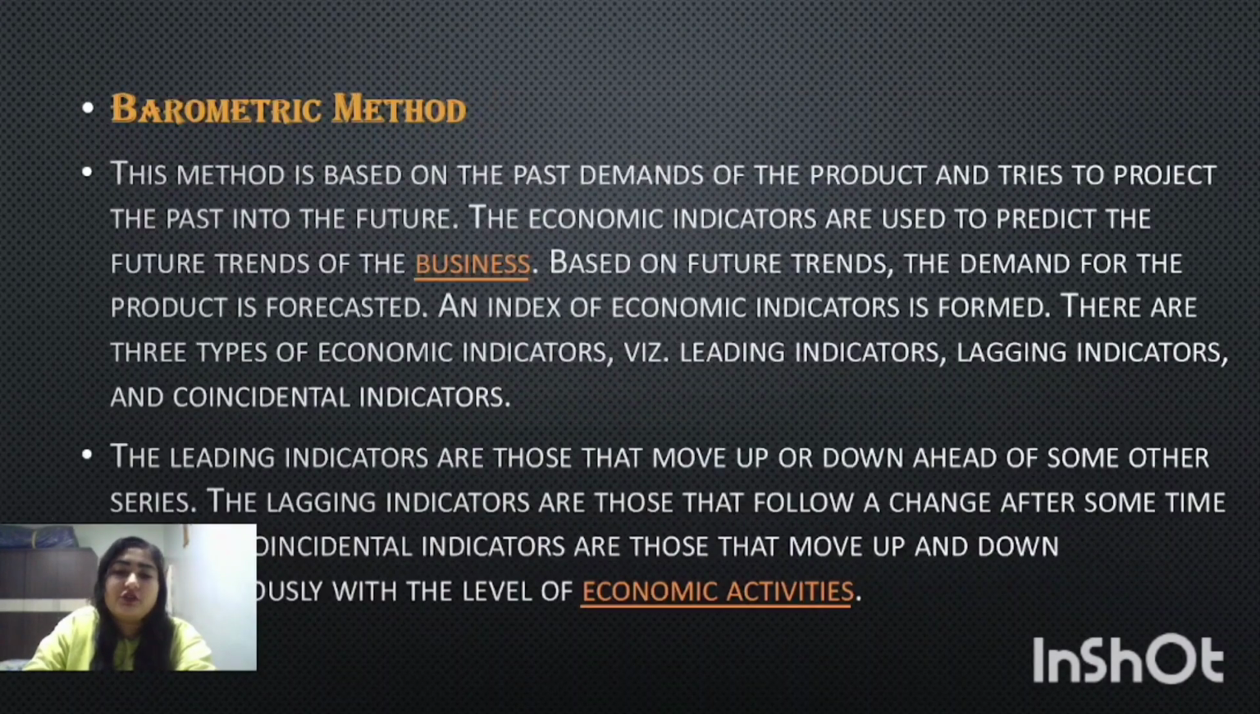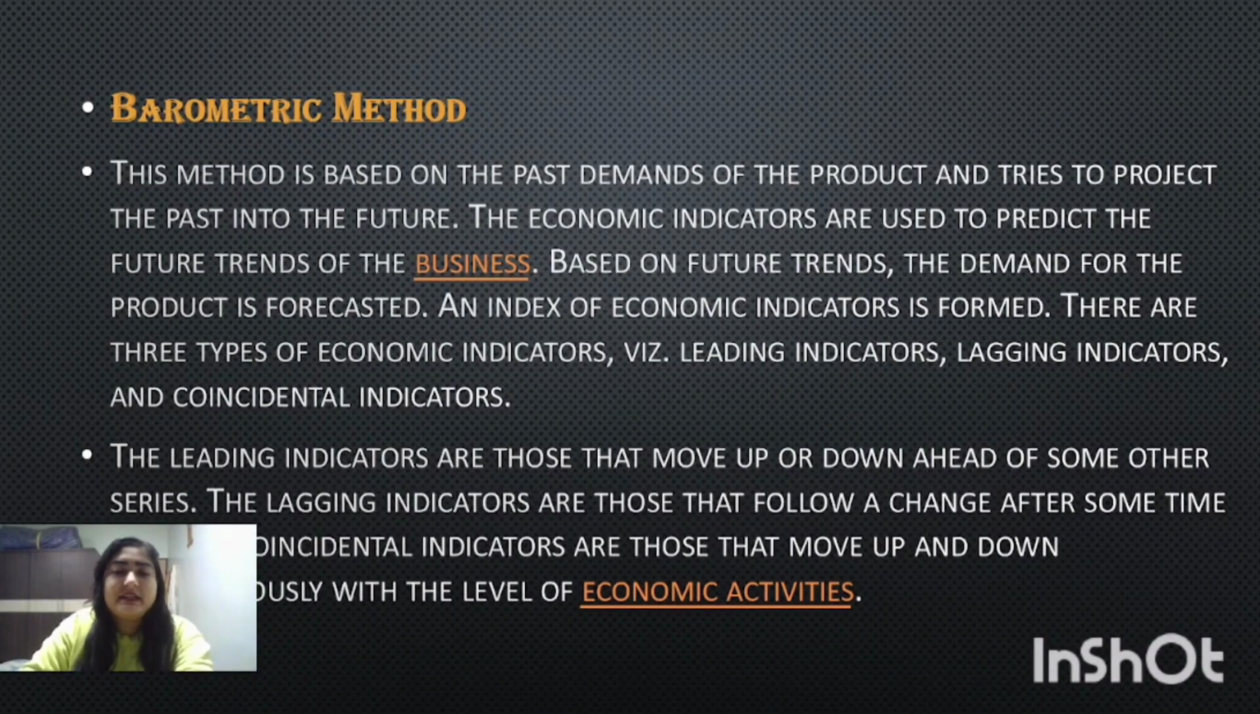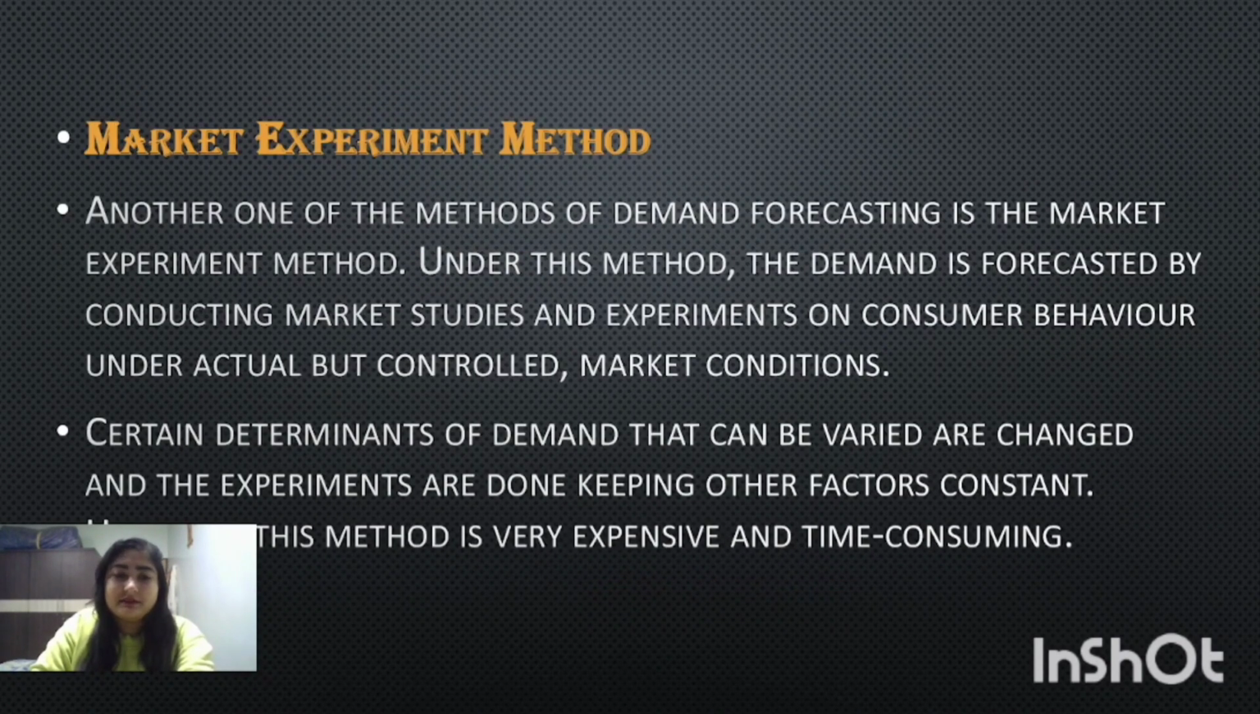So let's move on to the next, which is the barometric method. So what is the barometric method? This method is based on the past demands of the product and tries to project the past into the future. The economic indicators are used to predict the future trends of a business. The types of economic indicators are listed in the slides, which you can pause the video and go through once. So let's move on to the market experimental method.